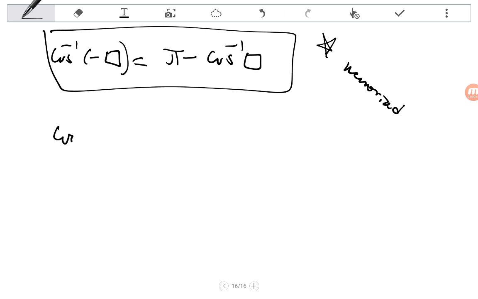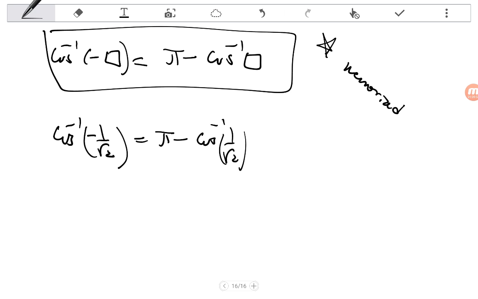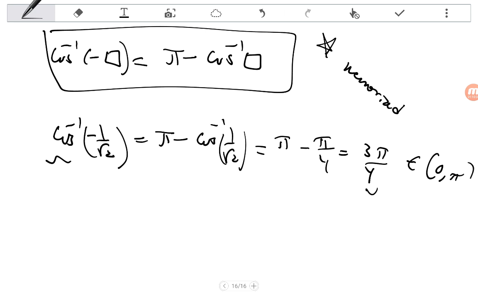So when I ask what is cosine inverse of negative 1 over root 2, this is pi minus cosine inverse of 1 over root 2. And cosine inverse of 1 over root 2 is pi over 4. So that will be 3 pi over 4. And the result is from 0 to pi, so it is satisfied.